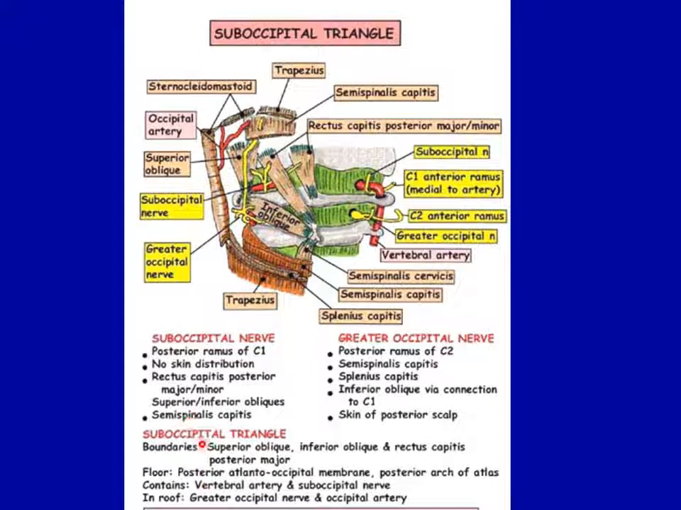Okay. Then boundaries we have already discussed. The suboccipital boundaries are formed by all these muscles: the superior oblique, inferior oblique, rectus capitis major and rectus capitis posterior minor. Floor is formed by the posterior atlanto-occipital membrane or the posterior arch of the atlas vertebra. The floor of the suboccipital triangle contains the vertebral artery and suboccipital nerve. Roof is formed by the greater occipital nerve and occipital artery.